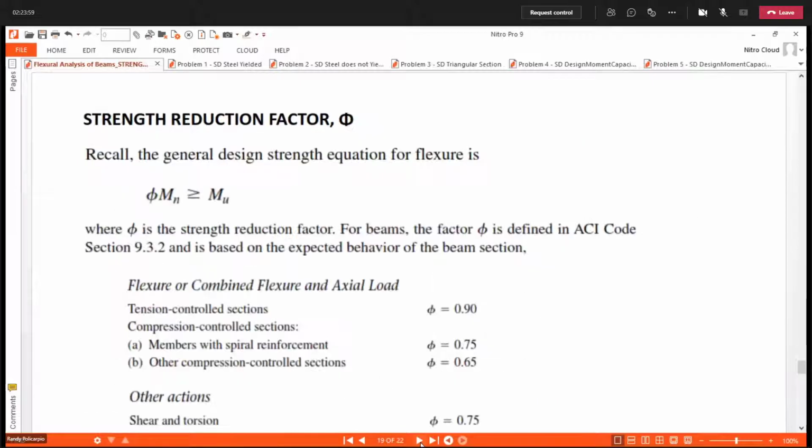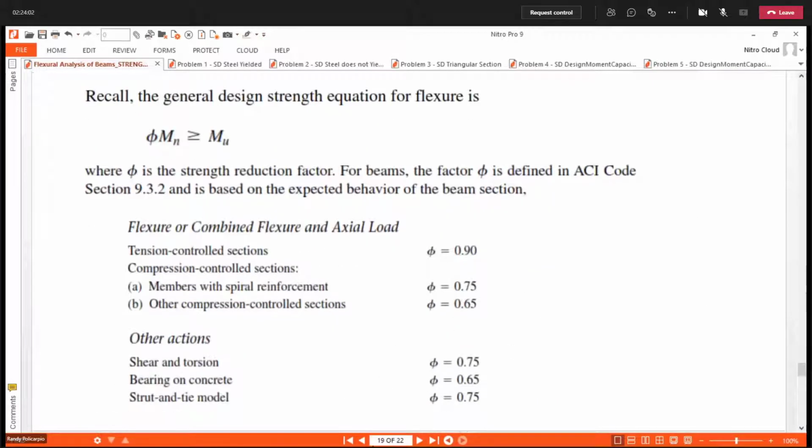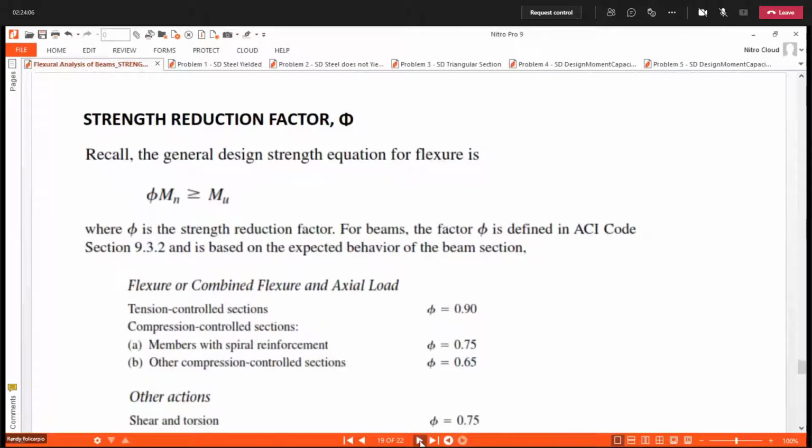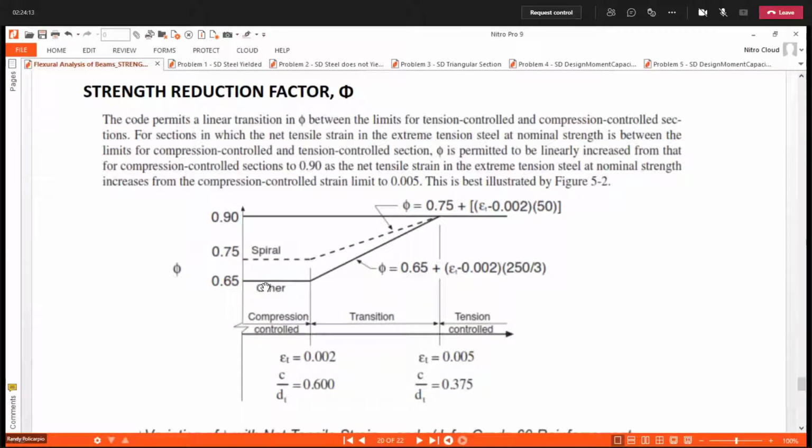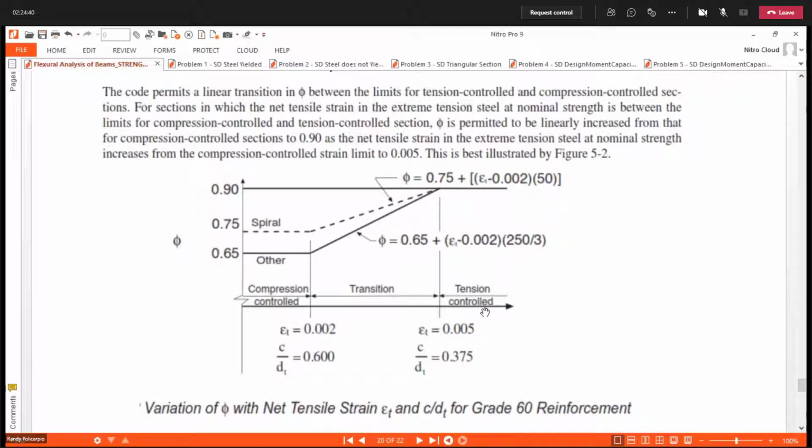Okay, this is the formula I mentioned to you earlier. For stirrups or ties, this is the formula for determining the strength reduction factor when our section is in the transition region. For spiral, this is the formula. This formula is good for metric. So this is our formula for stirrups or ties, and for spiral, that is the formula.